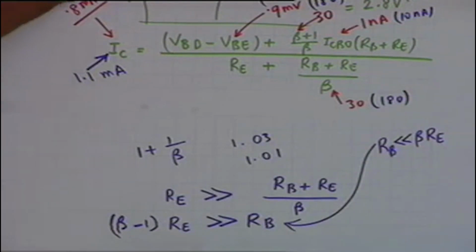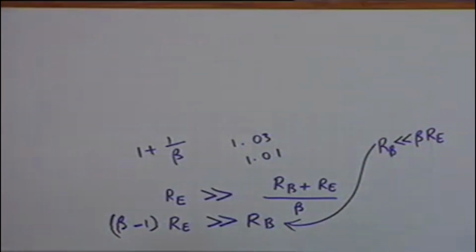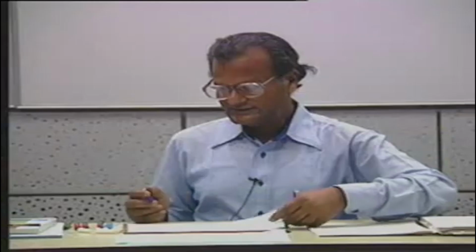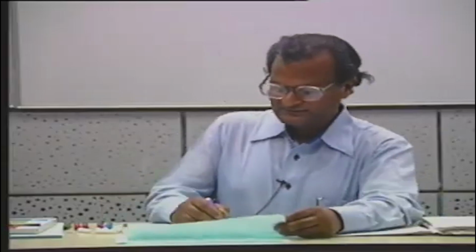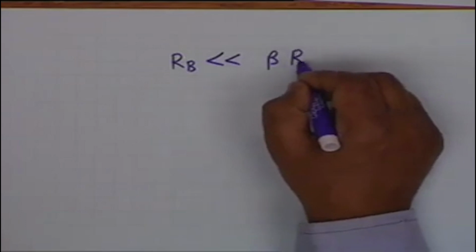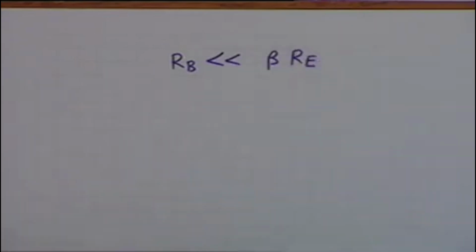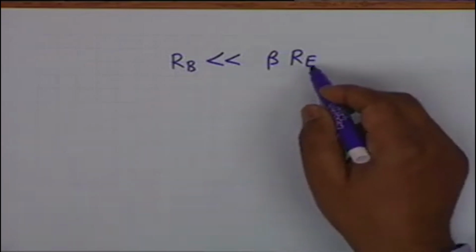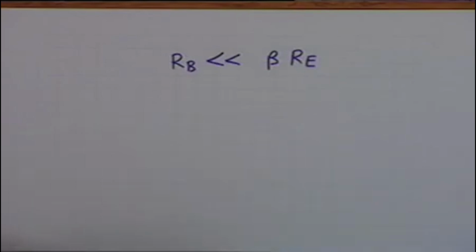Therefore, one of the conditions in a stabilized biasing is that this design condition should always be fulfilled. Rb must be much less than beta Re. And in electrical engineering, much less than or much greater than can safely be taken to be 1:10. And therefore, if you know beta, you know Re, you choose Rb as a maximum of beta Re divided by 10.